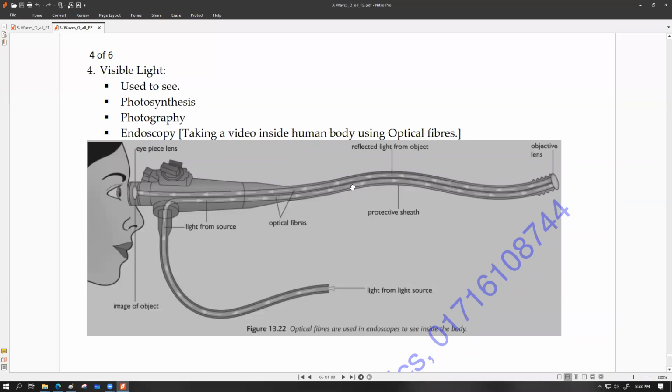So you need to have 2 channels of light over here. One to illuminate the inside of the patient's body, whatever that organ that you're trying to see inside the patient's body, and the other one to convey that reflected light back to the doctor's eye so that they can see this thing.